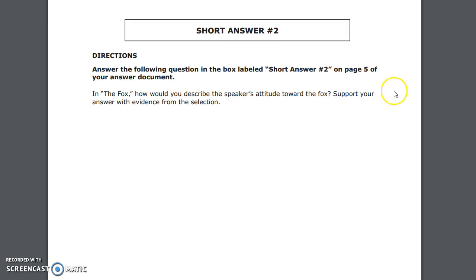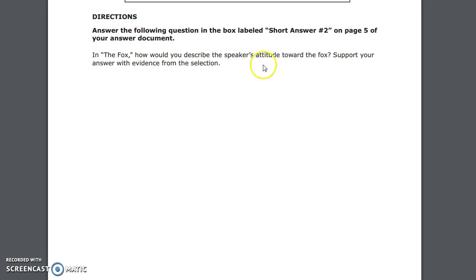So for this short answer, I'm going to be thinking as I read the poem, well, how does the speaker feel about the fox? What is the speaker's attitude? Okay, so that gives me some guidance for my reading. And then I'm going to write my rough draft right here. So just like I did on my essay, I read my essay prompt, I did some planning. Now I've read my short answers and I've done some planning. I haven't put anything onto my answer document yet for writing. So I haven't done that. Right now I'm just doing a rough draft.